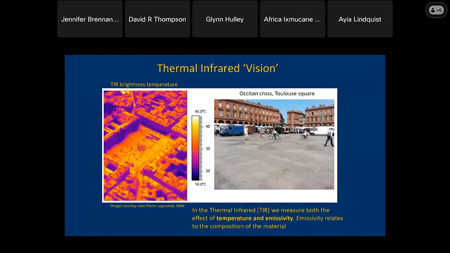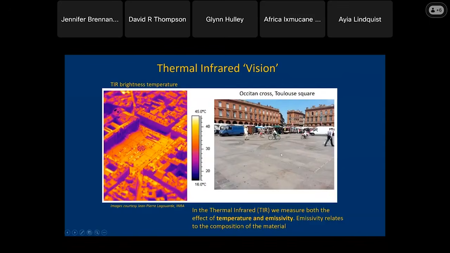So in the thermal infrared, it's really important to understand that what we're seeing on the left here, as an example, is an airborne image in terms of its brightness temperature, which is just an inversion of the radiance. We're seeing a combination of a signal from both the temperature of the surface and also the spectral emissivity of the surface. And the emissivity of that surface directly relates to the actual composition of the surface. So this is a really nice example showing that here.